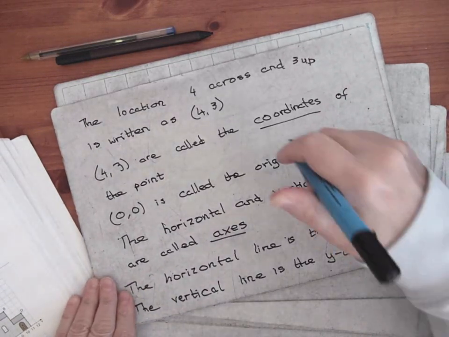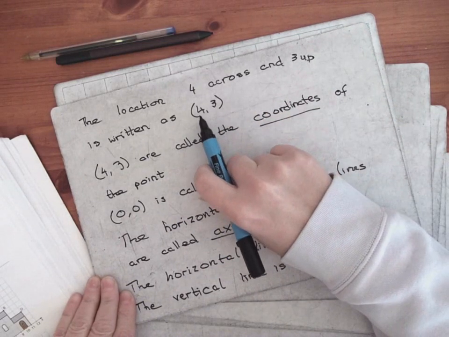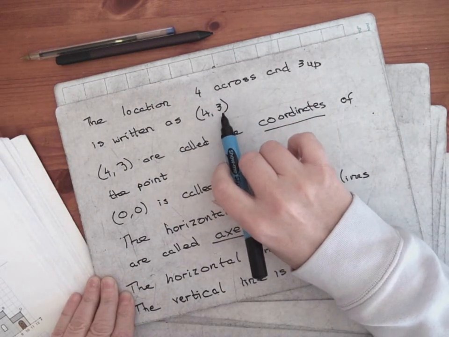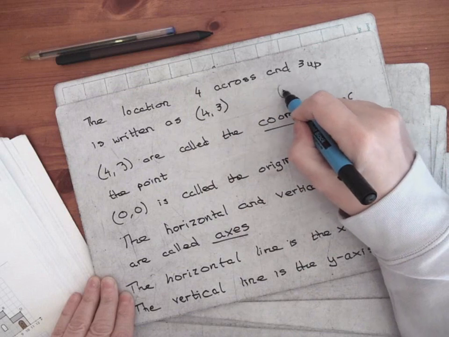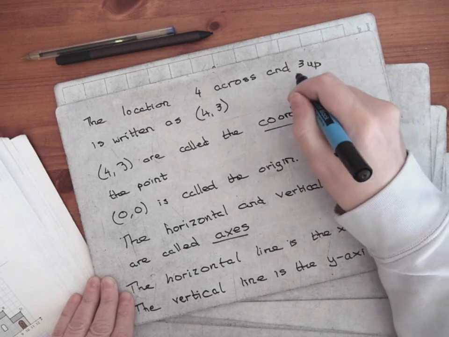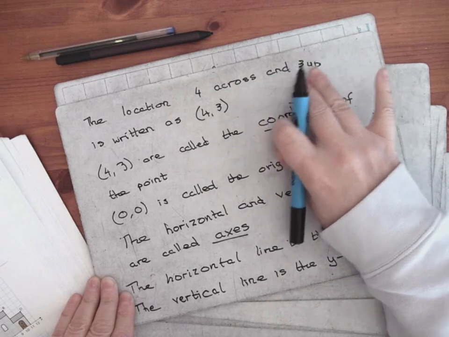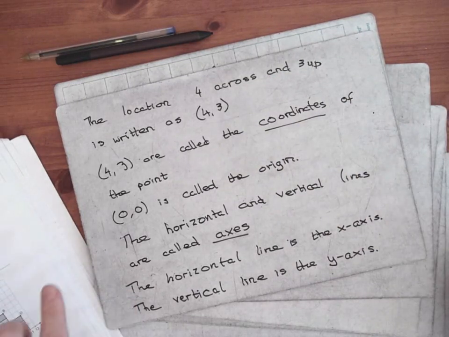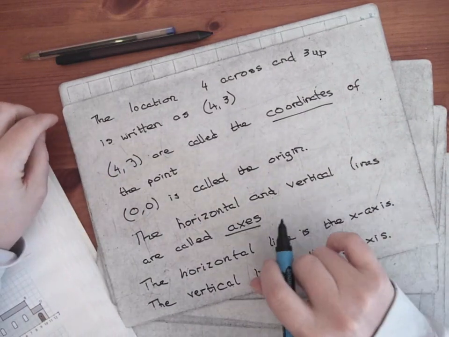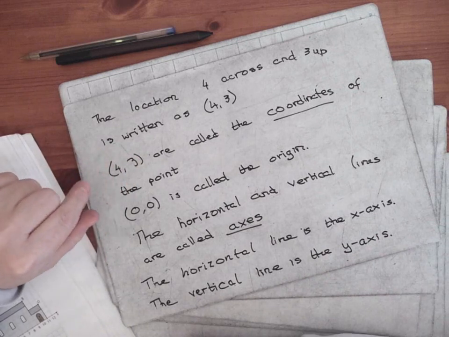So the location 4 across and 3 up, instead of saying 4 across and 3 up, we just write it as (4, 3) in brackets. So (4, 3) means 4 across, 3 up. (5, 2) means 5 across and 2 up. (6, 1) means take 6 steps across and 1 step up, and so on. Always go across first. So (4, 3) is called the coordinates of the point.